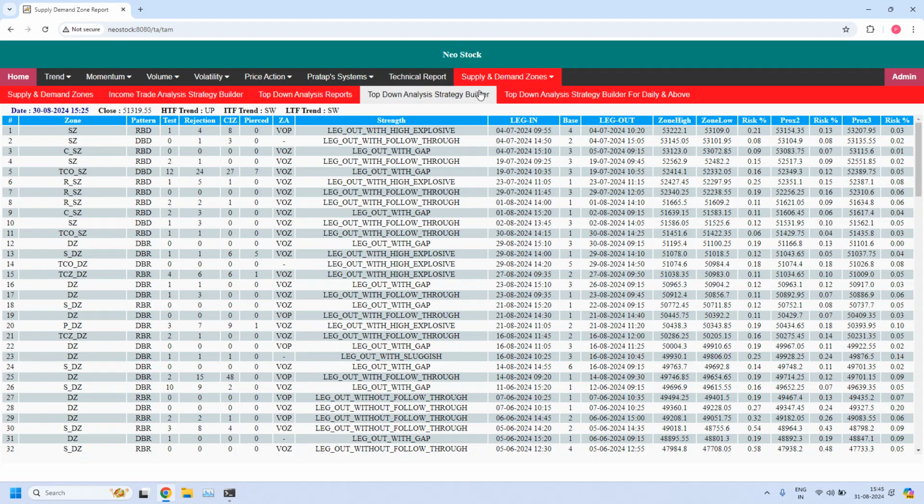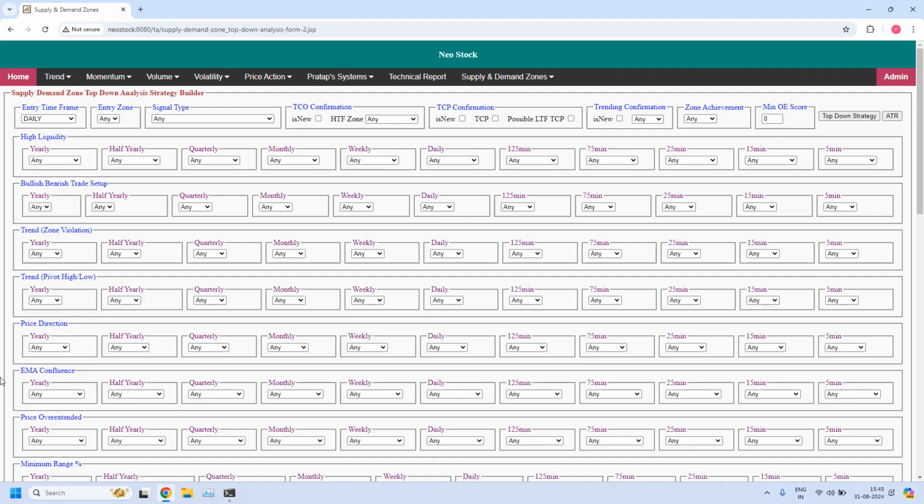So the next reports, let's generate bullish and bearish trade setups for monthly income trade, weekly income trade, daily income trade and hourly income trade. For bullish and bearish trade setup, first let's start with bullish trade setup for monthly income trade.